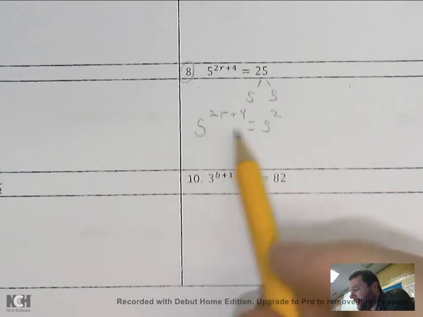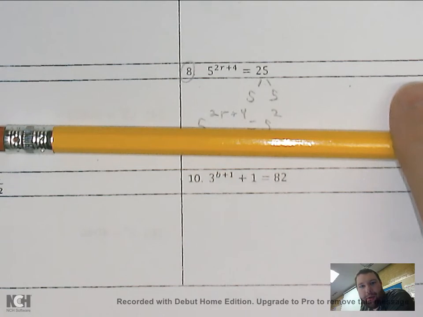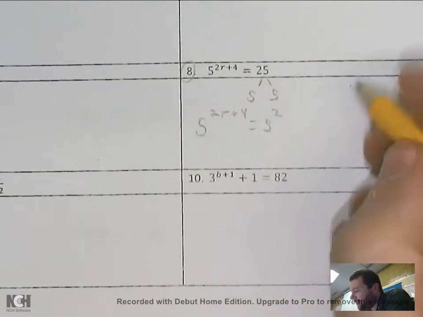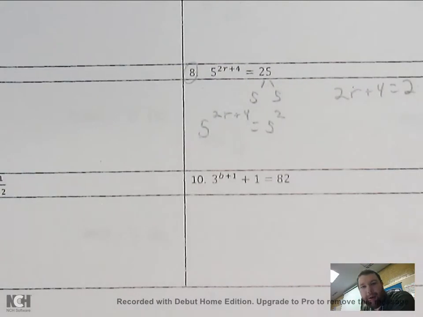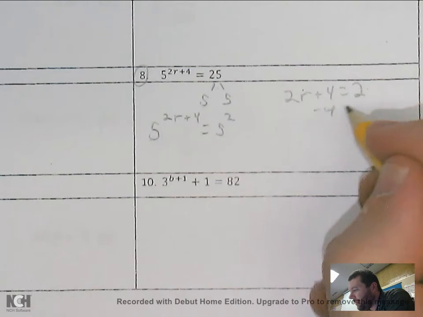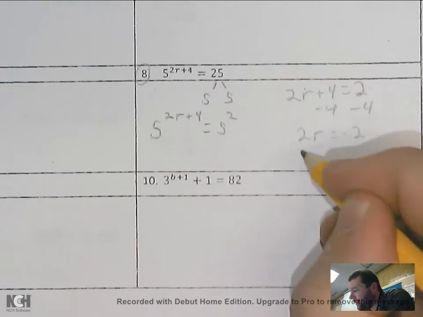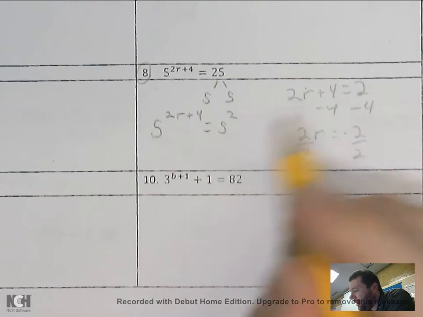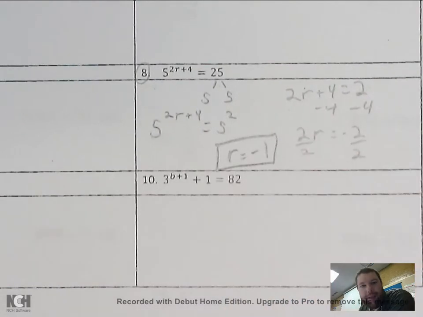They have like bases, so I can drop the bases, set the exponents equal to each other, and we're going to get 2r plus 4 is equal to 2. Now it's a party problem, right? Best friend, acquaintance. I'm going to get rid of the acquaintance first by minusing 4. That gives me 2r is equal to negative 2, divide by 2, and r is going to equal negative 1. That's my answer. Not too tough, right?